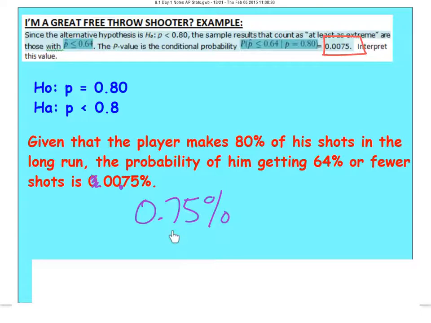because this sample that we took was so unlikely to happen, but it did happen. We would actually end up coming back and rejecting the H sub O and concluding that H sub A is correct. And we'll talk more about that in a little bit.